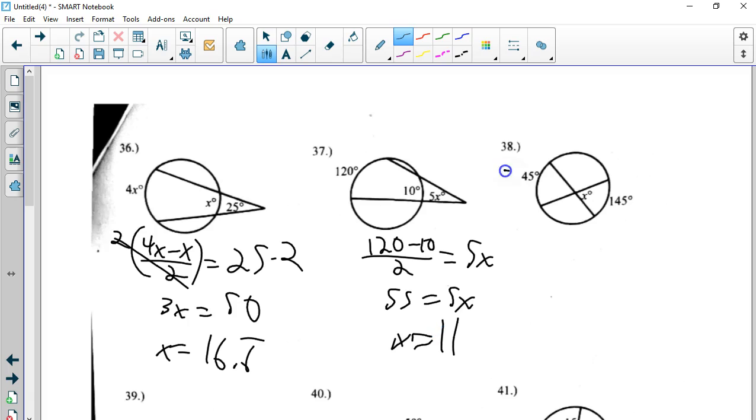Alright, since this goes straight through, x is in between them. I can just do my formula of 145 plus 45 divided by 2 equals x. Which will give me, once I crunch my numbers, 95.